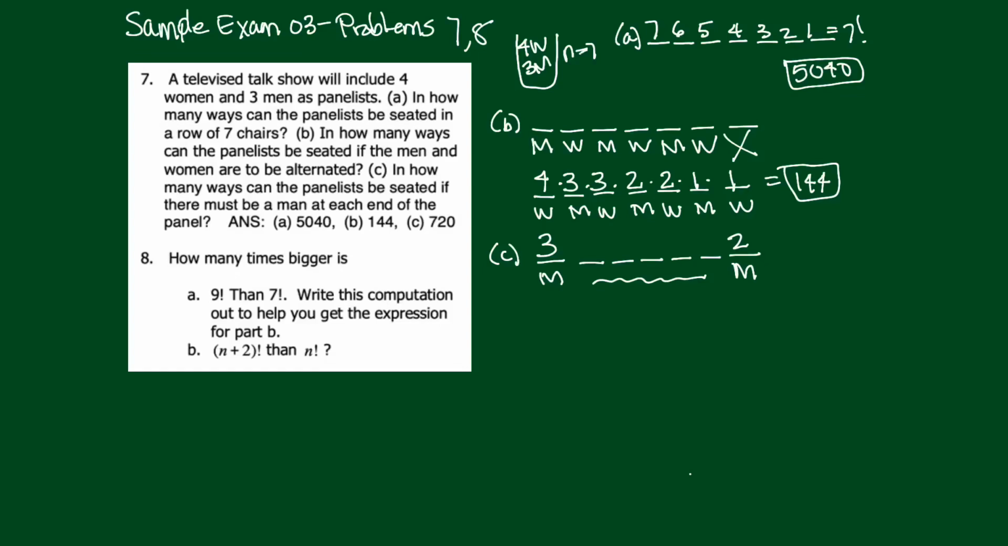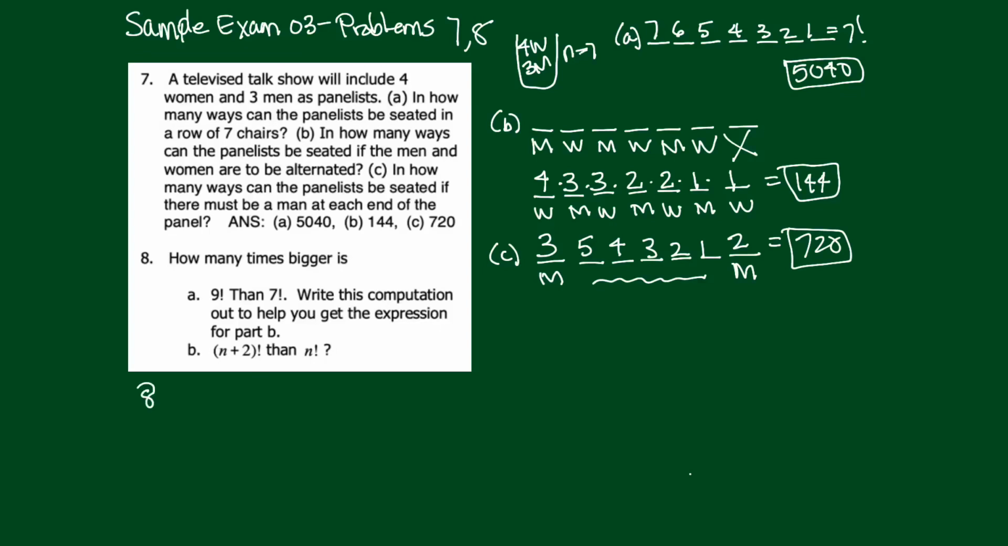Now we had 7 people to begin with. We've taken out 2, so how many are left? 5. So we could put any one of those 5 people here, then any one of the remaining 4, 3, 2, and 1. And that turns out to be 720.